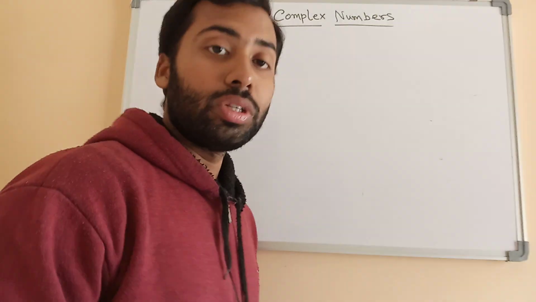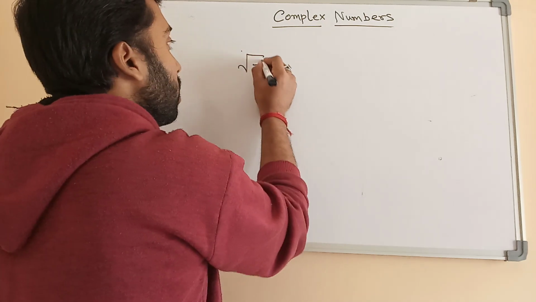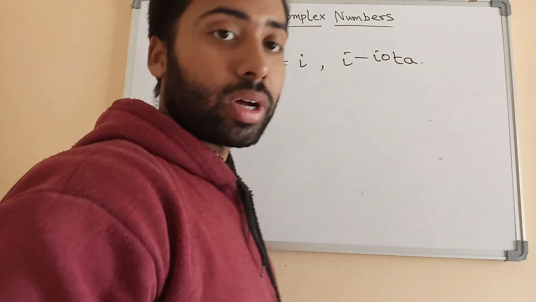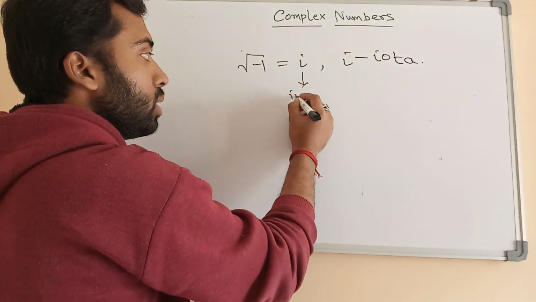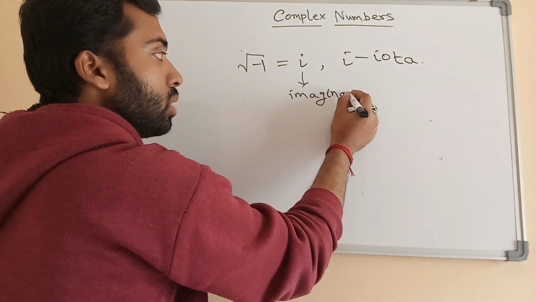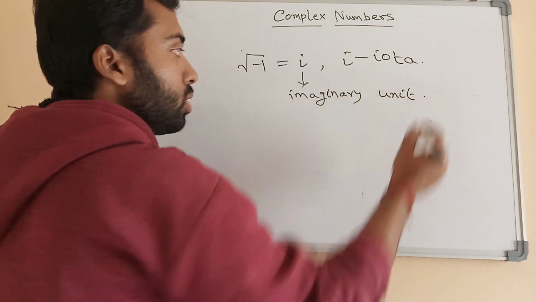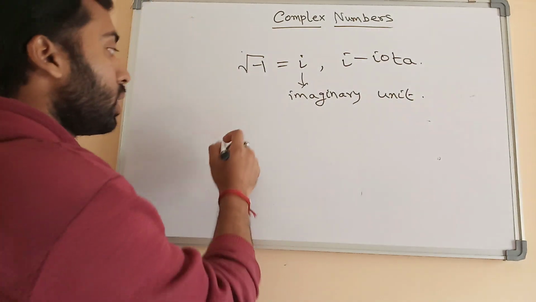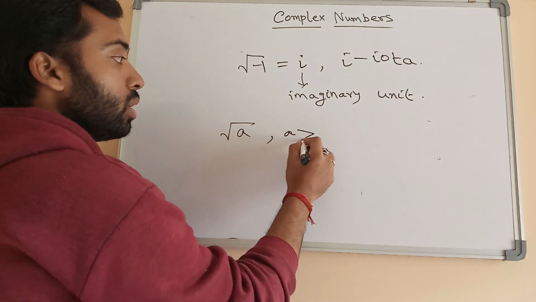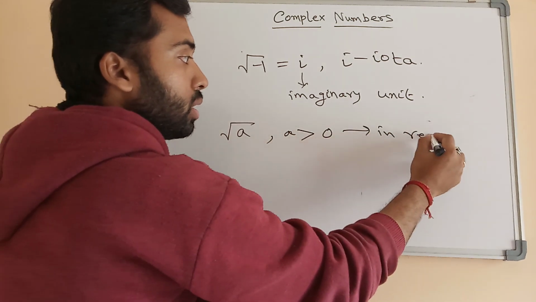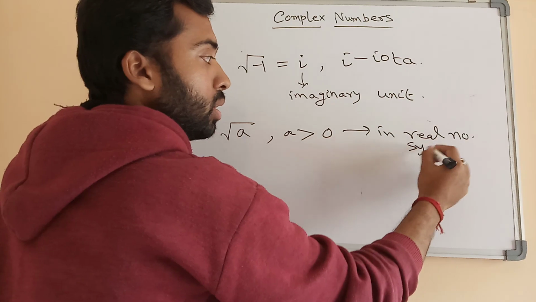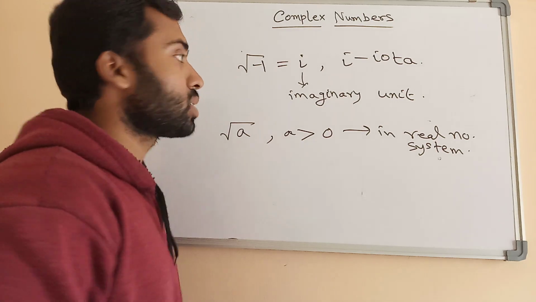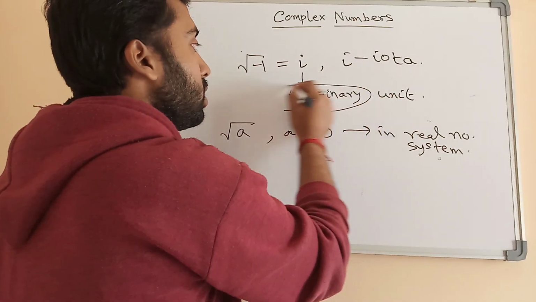Then we denote this root under minus 1 by i, where i has the special name iota, and i represents the imaginary unit. Why is it imaginary? Because in the real number system, we know that under the square root every number is positive, but here the term under the square root is coming as negative. That's why this imaginary term is coming.